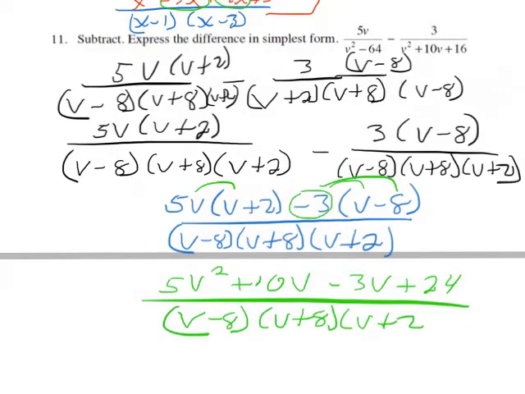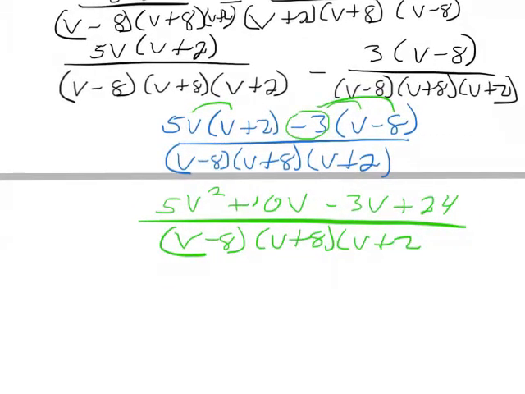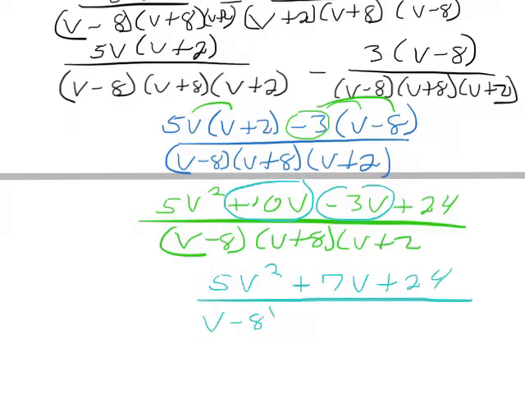Now we're going to add like terms. When I add like terms here, well, do I see any like terms? Well, hopefully yes. I see that I have a 10v and a minus 3v. So 10 minus 3, 10, 9, 8, 7 gives me a 7v. So I have a 5v to the second plus a 7v plus a 24 over top of v minus an 8, v plus an 8, and v plus a 2. Alright, and let me go back and grab my green color because I want to finish out that parenthesis there. Okay, now we're going to take a look at these and we're going to see, can I factor that?